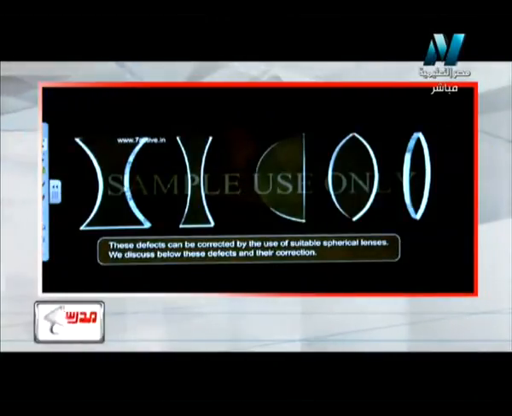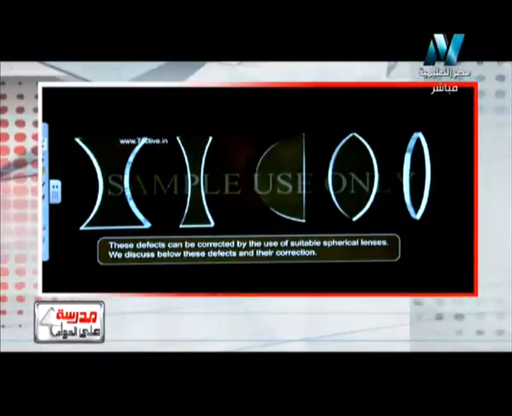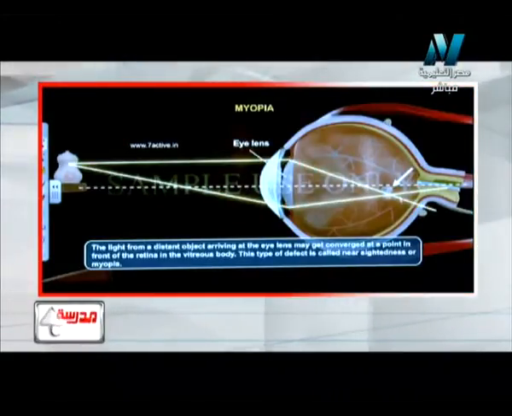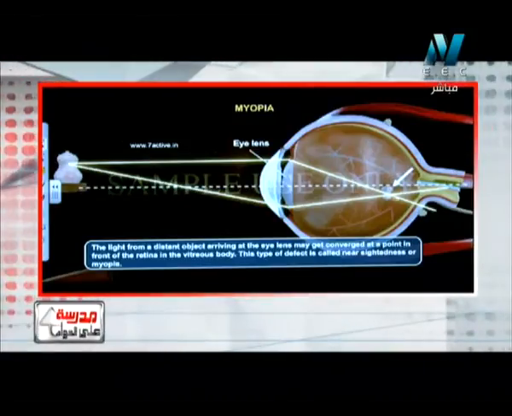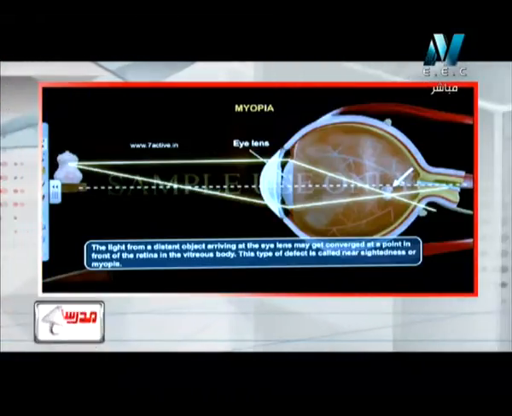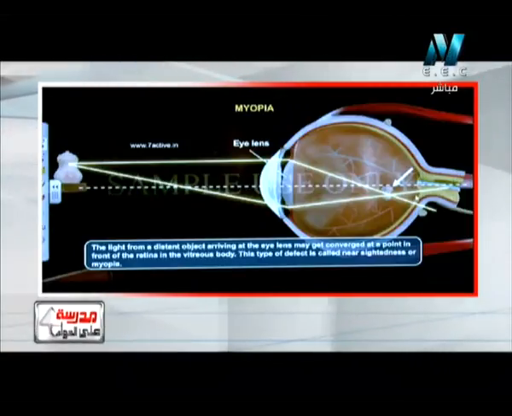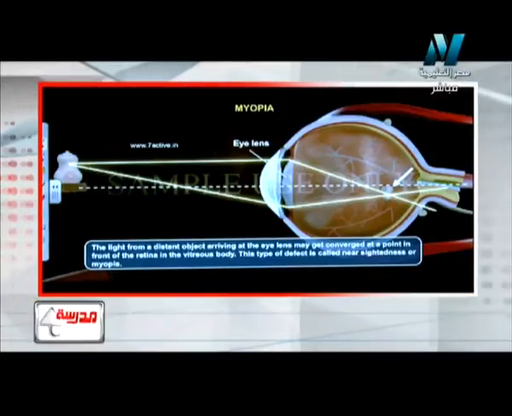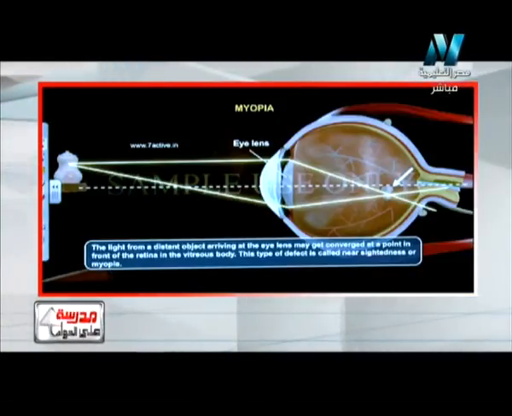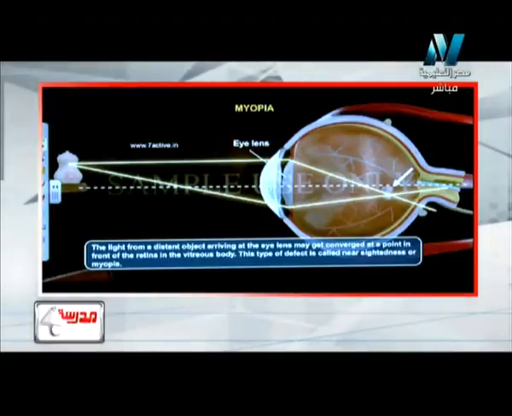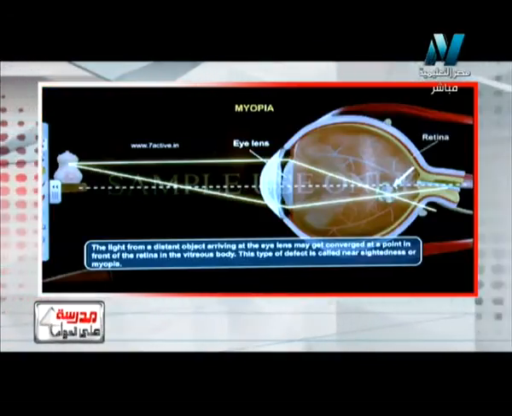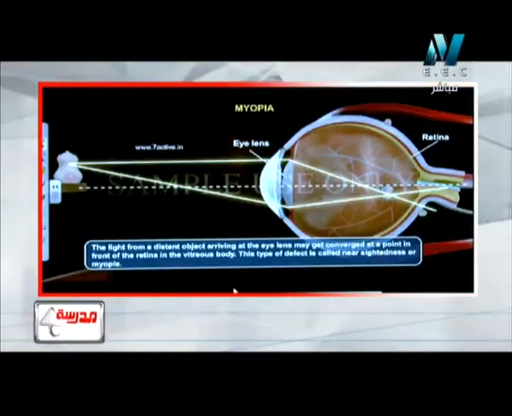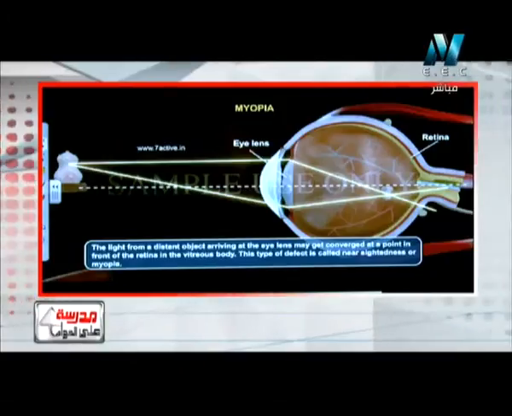Here we have many types of lenses. The image here, in short sight, look at this white arrow. The image is formed before the retina. The image should be formed on the retina. But in a short-sighted person, the case we studied, who has short-sightedness, the image is formed before the retina here. So he can see the near object clearly but can't see the far object clearly.